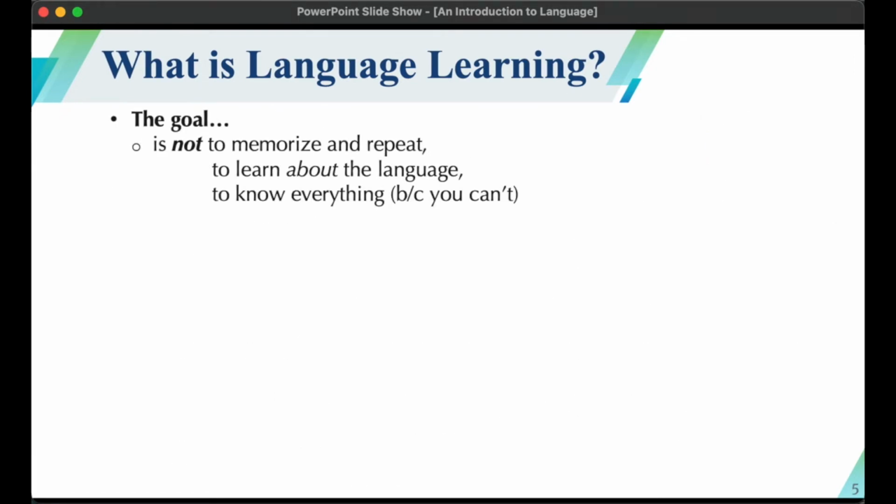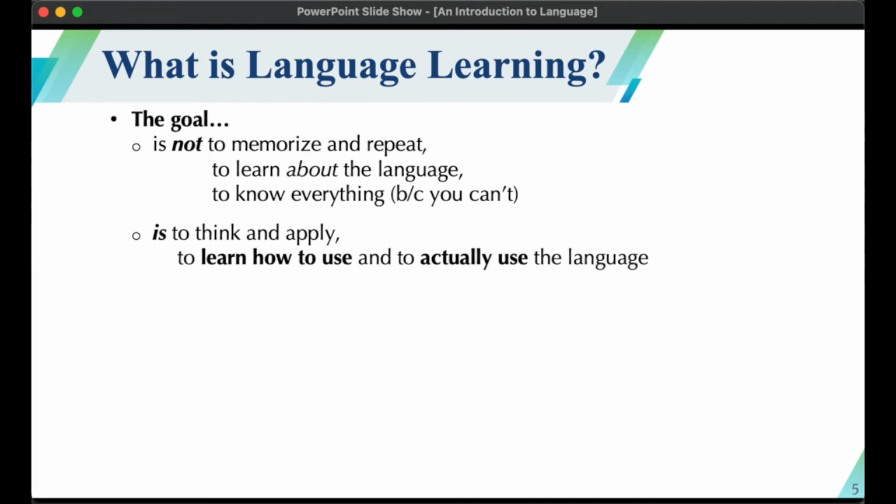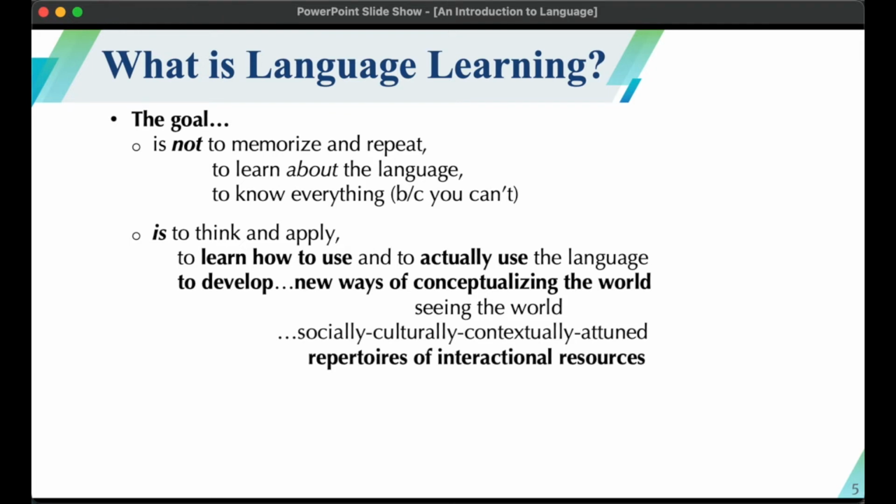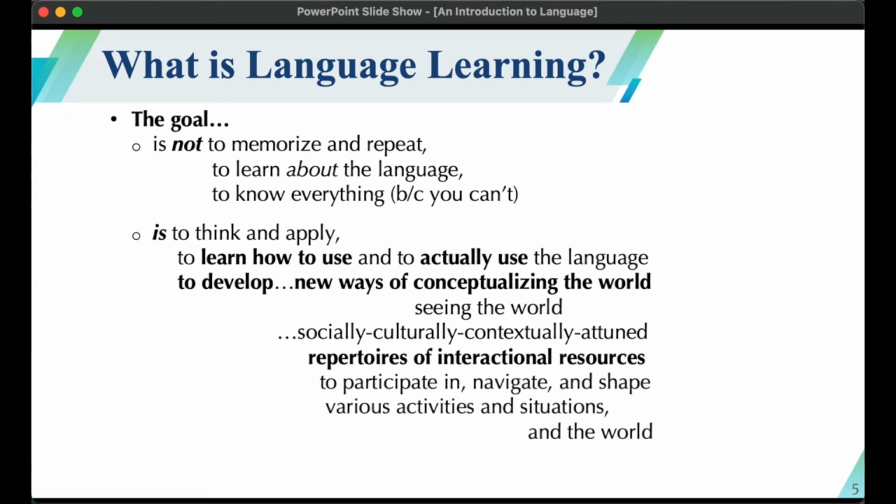With language learning, the goal is not to memorize and repeat, to learn about the language, to know everything, because you can't. The goal is to think and apply, to learn how to use and to actually use the language, to develop new ways of conceptualizing the world, and thus new ways of seeing the world. The goal is to develop socially, culturally, contextually attuned repertoires of interactional resources, to participate in, navigate, and shape various activities and situations and the world.